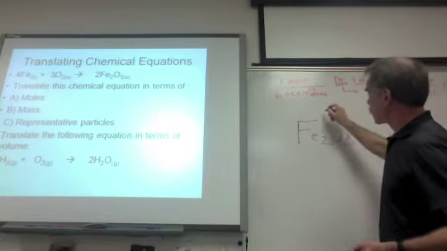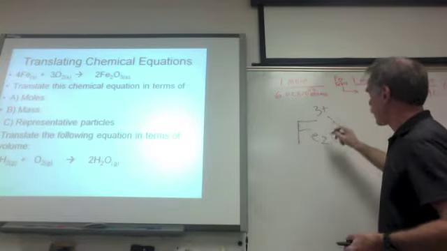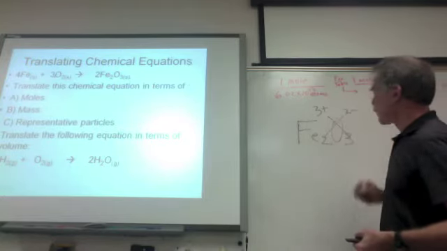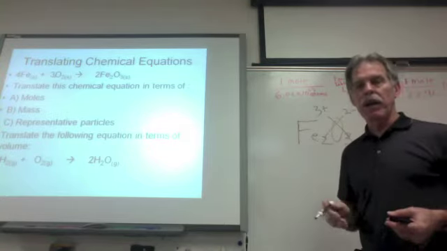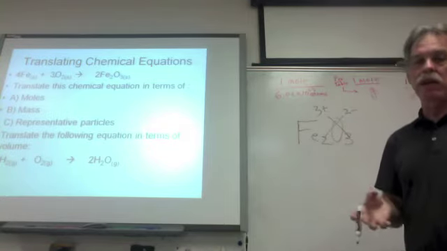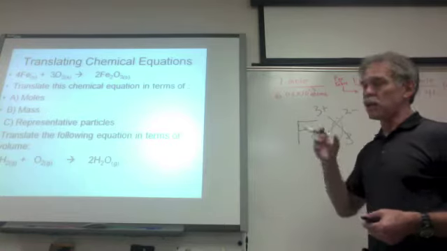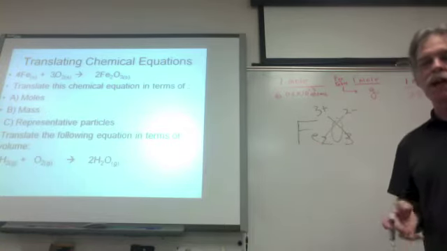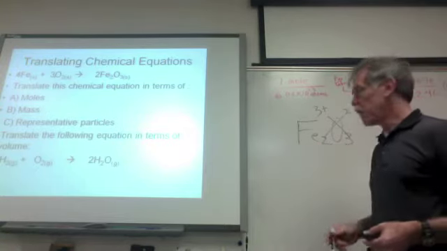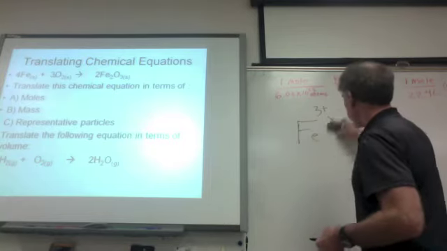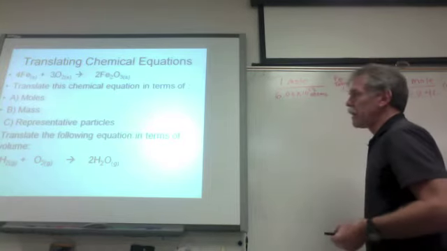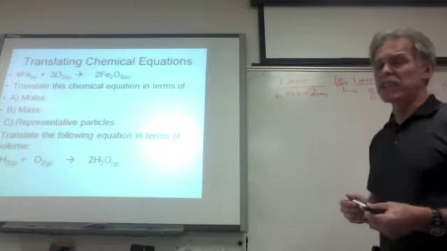We uncrisscross it, and the 3 goes back to the Fe, and the -2 goes back to the oxygen, and that tells us that it was iron 3 that made that compound. You have to use Roman numerals when you write the name iron 3 oxide. As far as translating that in terms of moles, we just did that.